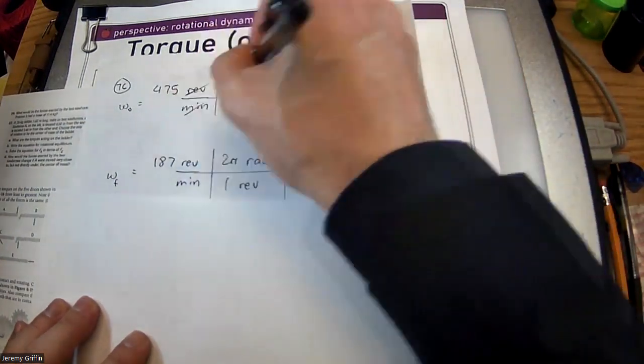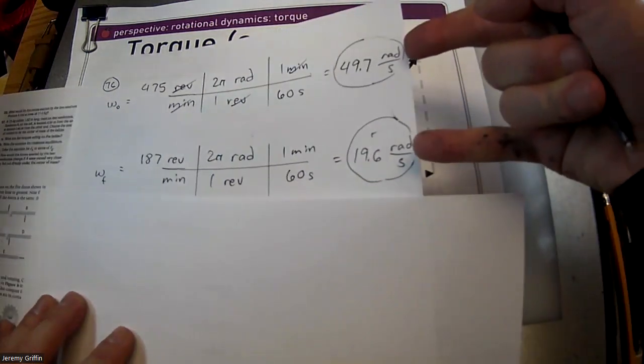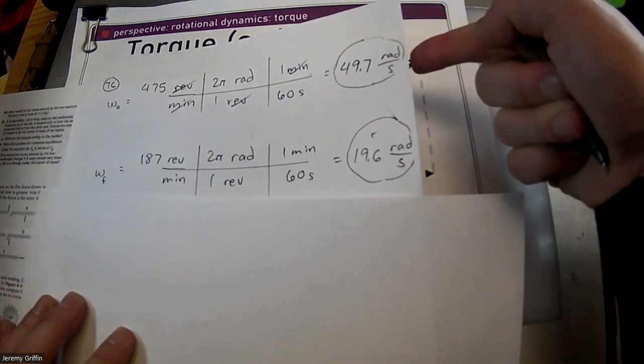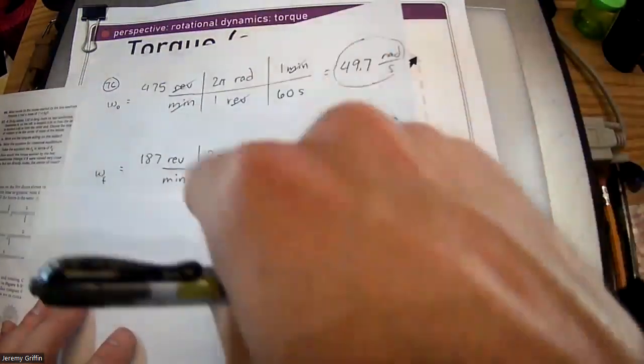1 minute, 60 seconds. That gives you radians per second. Do that for each one, and you get these radians per second. So it started moving this fast. So it's spinning this fast. And it's spinning this fast. So it's like slowing down.